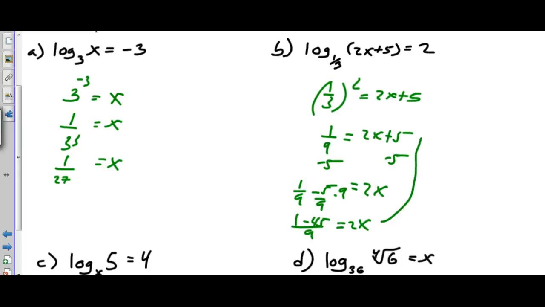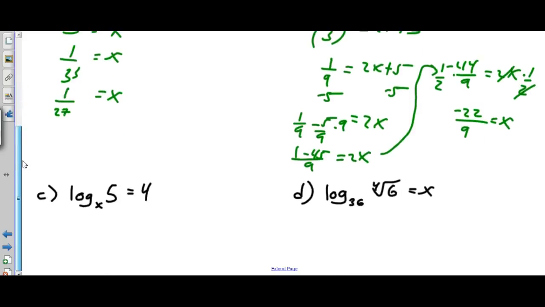So I get -44 over 9 equals 2x. Then I can multiply by 1/2 on both sides, and those would cancel out on the left side. What's cool about doing this is that 2 goes into 44, 22 times, right? So that means it's going to be -22 over 9 is equal then to x. All right.